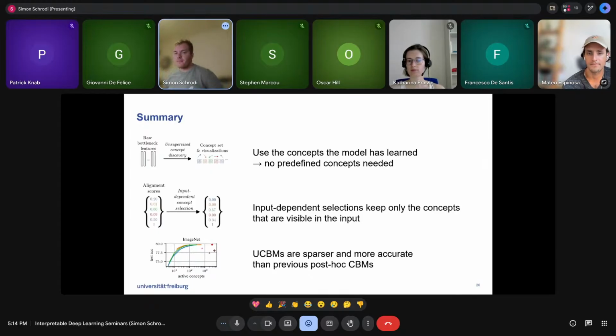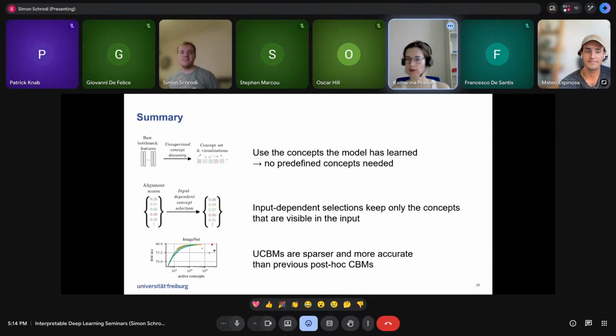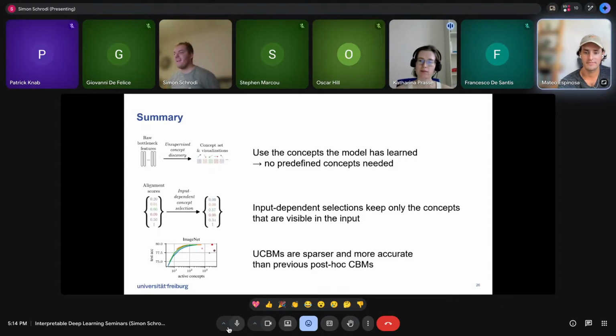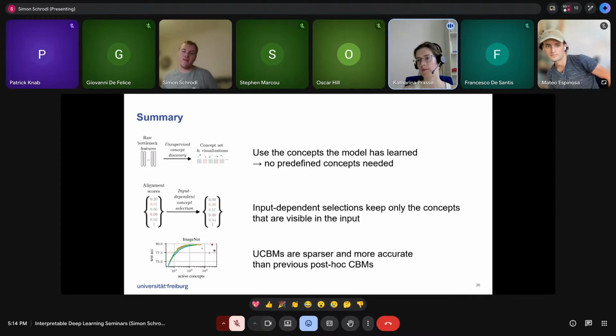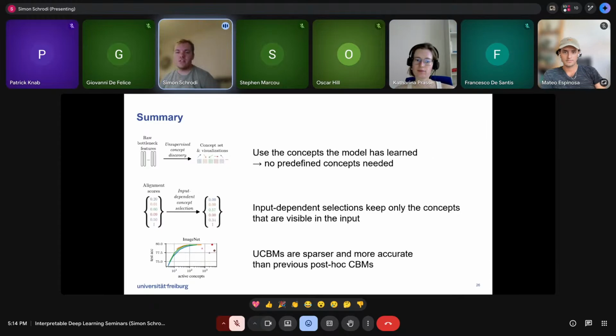Cool. I also would have a question, if I may jump in. Simon, thank you for the nice talk. You mentioned that UCBMs can be used with different backbones. I was wondering if, in terms of interpretability, you noticed some differences with respect to the backbone used. This is a good question actually, and I think this makes a big difference. But I'm not sure if I ran different ones, to be honest.